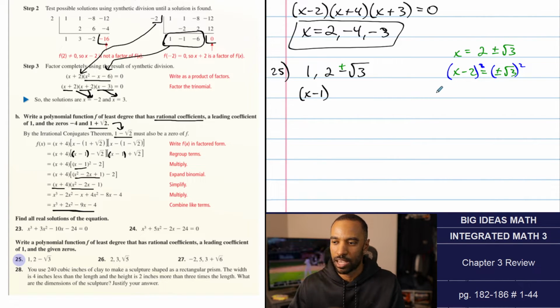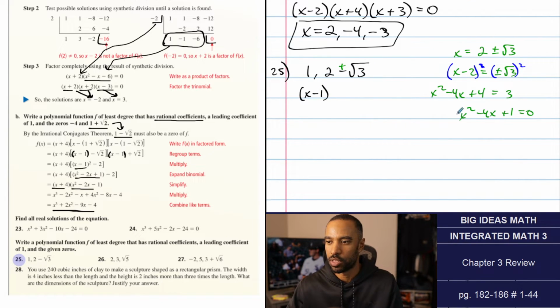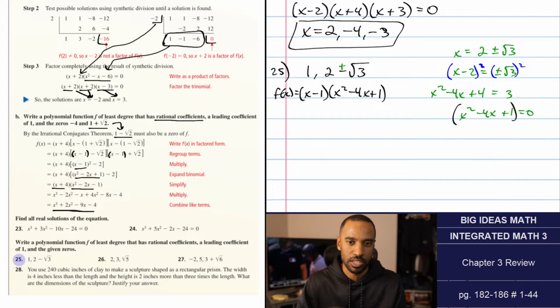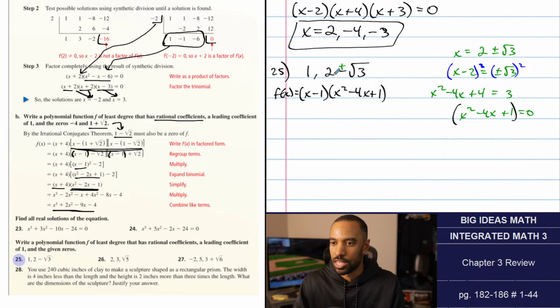If I expand x minus 2 squared, I get x squared minus 4x plus 4. Plus or minus root 3 squared is just 3. And when I subtract that 3 over, I get x squared minus 4x plus 1 equals 0. Just like x minus 1 equals 0, this also equals 0, part of our zero product property. Bottom line is, this is the other factor, x squared minus 4x plus 1. These two, if you wrote in factored form, would combine to become that.